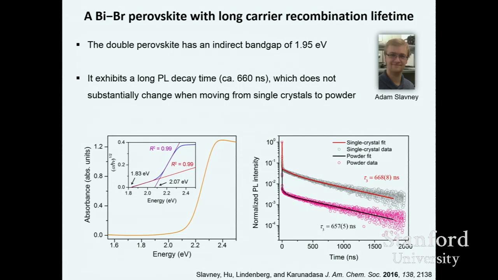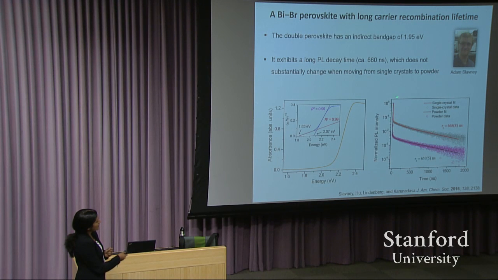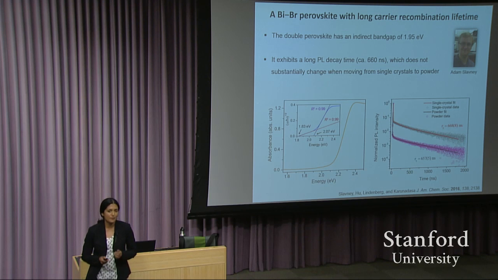And Adam finds that this material also has a very long-lived PL component. We see an initial very fast decay component, which has also been seen in the lead perovskites, and this has been related to recombination at surface sites and defect sites. And we say that because we see a lot less of it in single crystals compared to powders. So this is a single crystal, and this is a powder. But we also see this very long-lived recombination process that doesn't change significantly between crystals and powders.